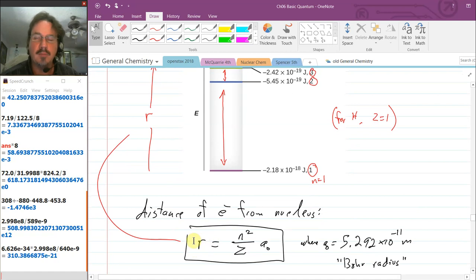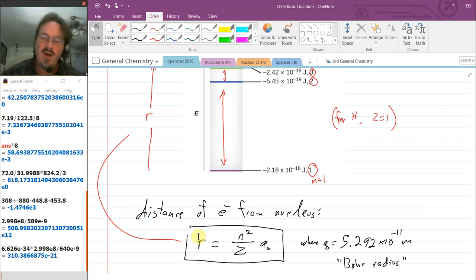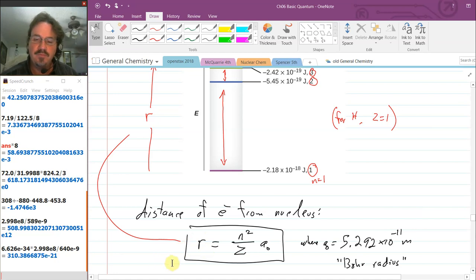The radius r, which is the distance. They call it r for radius, I suppose, because if you think about this in a circular sort of atom, we're talking about the radius of how far that electron is from the nucleus. That equals n squared over z times a naught, where a naught is called the Bohr radius.